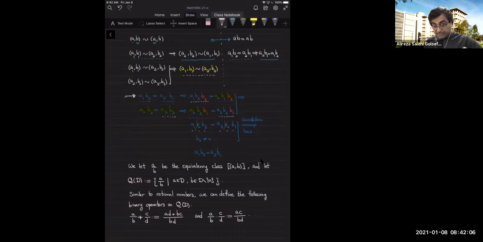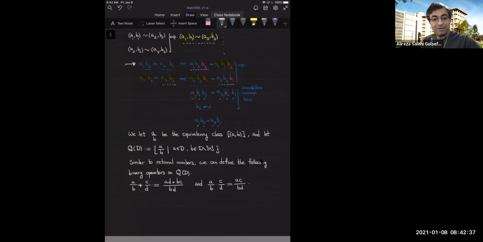And D is an integral domain, it's commutative, and we have cancellation law. So what I can do, I can cancel out B sub 2 from both sides. By canceling that, I end up getting A sub 1, B sub 3 is A sub 3, B sub 1, and that's exactly what I was looking for. So overall, we end up showing that this relation that we are introducing is indeed an equivalence relation, and therefore I can talk about the equivalence class with respect to this relation.